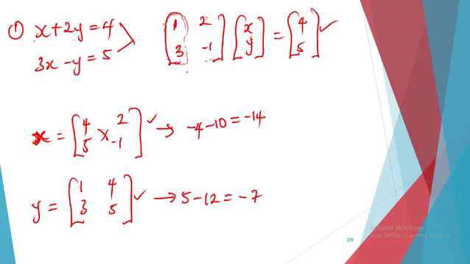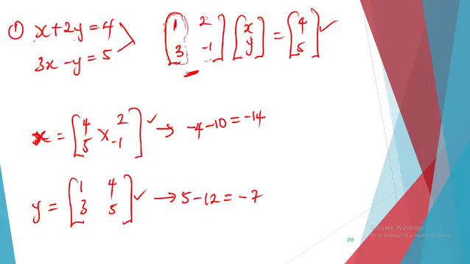Okay, so we've gotten the determinants of the two new matrices. We then get the determinant of the original matrix, which is 1, 2, 3 and minus 1. That will give us 1 times minus 1 minus 3 times 2, that is 6. So we have minus 6, and minus 6 minus 1 will give us minus 7.